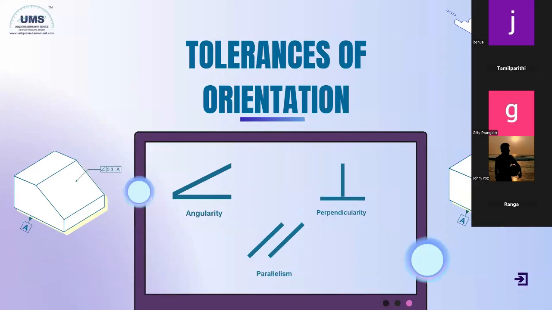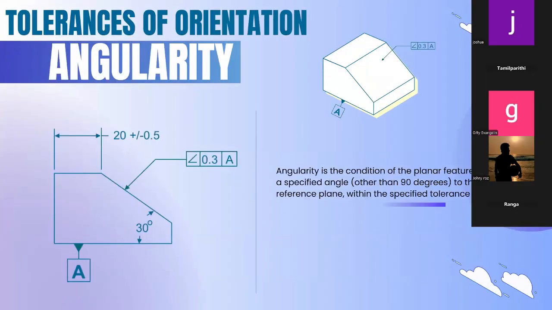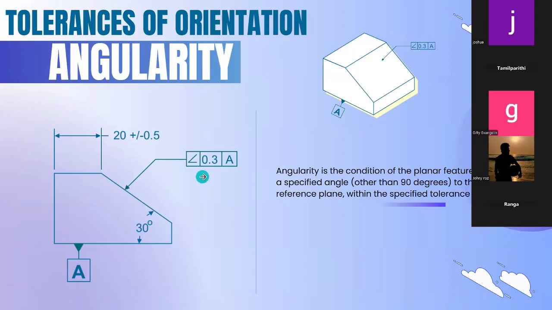Okay. Now we're going to continue this session with tolerances of orientation. In tolerances of orientation, three parameters will come: angularity, perpendicularity, and parallelism. So we begin with angularity. Here you can see the drawing in the left column. For this feature, we're going to check the angularity with respect to datum A. You can see this feature control frame. 0.3 is the tolerance, and datum A is the reference feature.